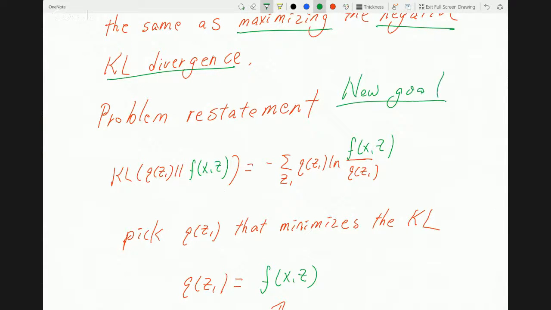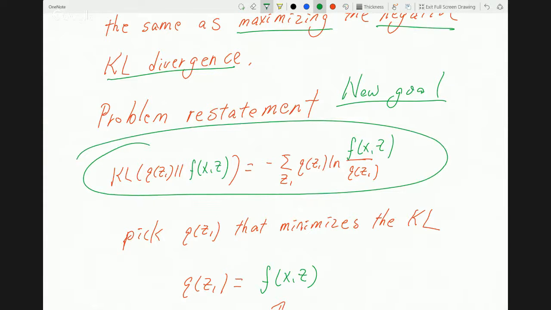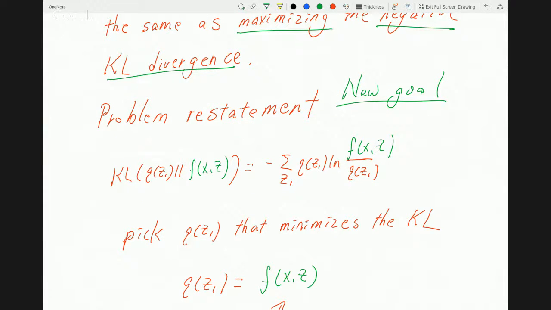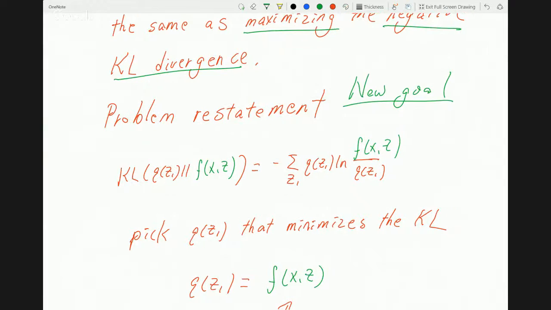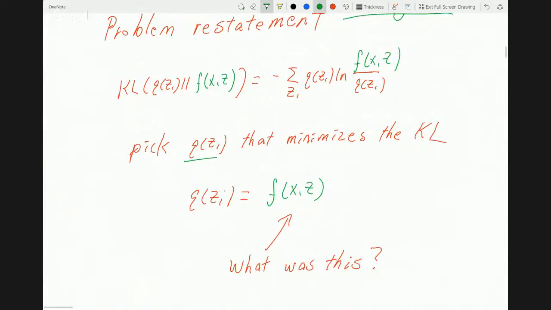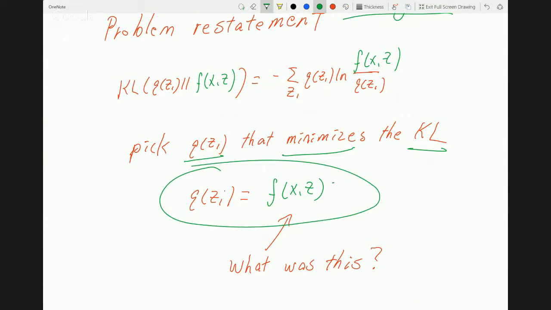We can now say that our new goal is to minimize the KL divergence of this. Of course, we already know how you minimize the KL divergence. If the numerator and the denominator are equal to each other, that's the lowest possible KL divergence because it says that they are the same. Therefore, we pick QZ that minimizes the KL divergence, and the best QZ is equal to this, f of x and z.